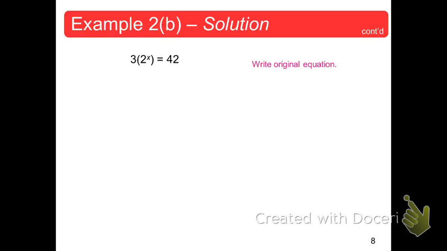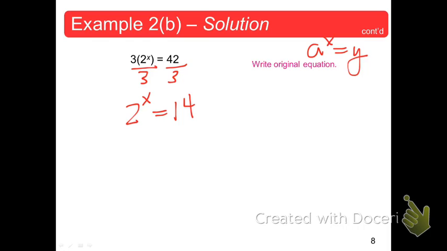Let's look at this problem here. We have this equation, and we want to get it into some kind of standard form so that we can use one of the properties that we have. We want to divide each side by 3 so that I have something in the form of a to the x is equal to y. Doing that, I have 2 to the x is equal to 14. Okay? And now I have it in the standard form.